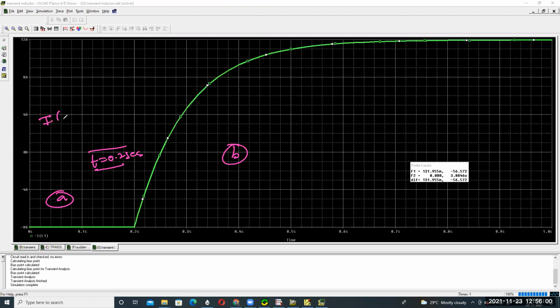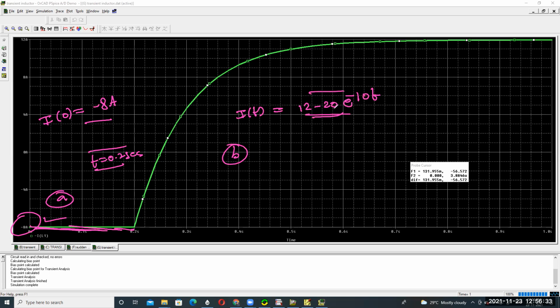Before, when the switch is in position A, initially the inductor current is minus 8 amps. That's why this is minus 8 amps. The current across the inductor is minus 8 amps up to 0.2 seconds, up to the switching action. After this, what is our expression? i of t is equal to 12 minus 20 e power minus 10t.